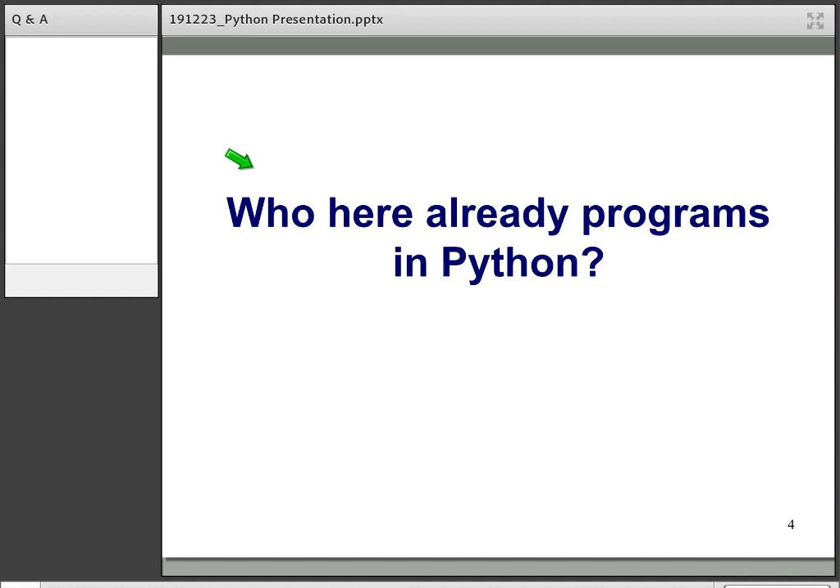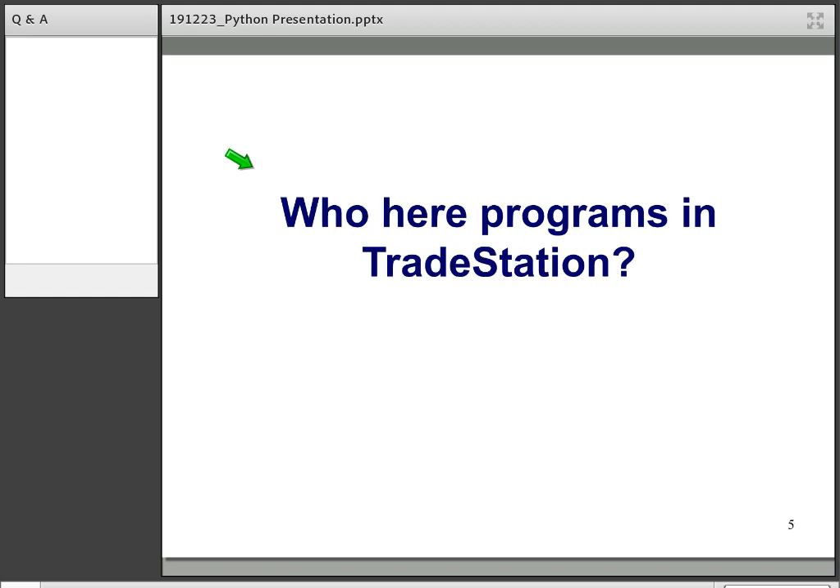A few questions here. Does anyone here already program in Python? Can you type in a Y or a yes if you do? Okay, I see a few of you and some no's. I would expect more no's. Excellent, thank you. Anyone here program in TradeStation? I recognize some of the names, so I know a few of you do. You type in a Y or a yes? Okay, that's good. A number of you do.